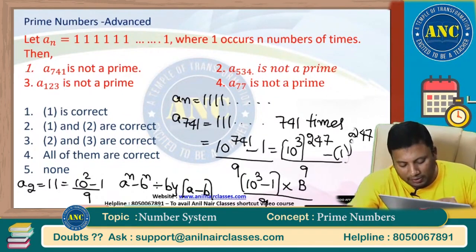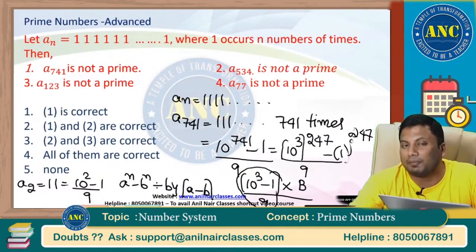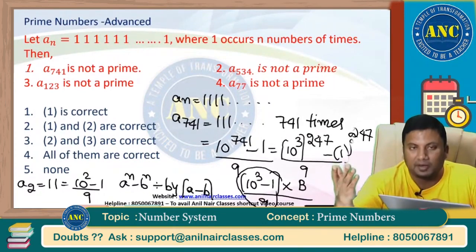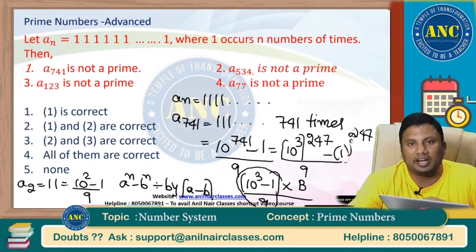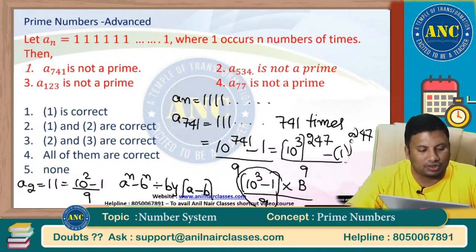One factor should be 1. 1000 minus 1, 999 divided by 9, which is 111. And it is some number b, right? 111 into b. 111 is nothing but 3 into 37.